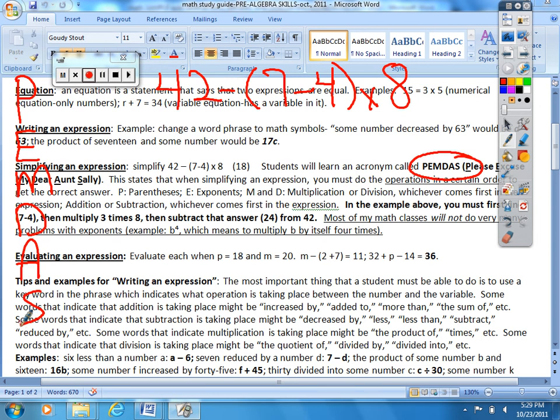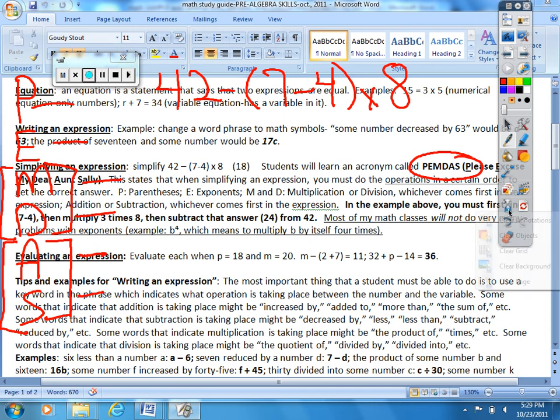Now these two here, you do in the order that they occur. In other words, if multiplication comes first, going from left to right, you do that first. If division comes first, you do that first. Same way here, whichever one comes first, going from left to right, you do first. Now there's a way to remember that, an acronym. Please excuse my dear Aunt Sally. Parentheses, exponents, multiplication or division as it occurs moving from left to right, adding or subtracting as it occurs from left to right.